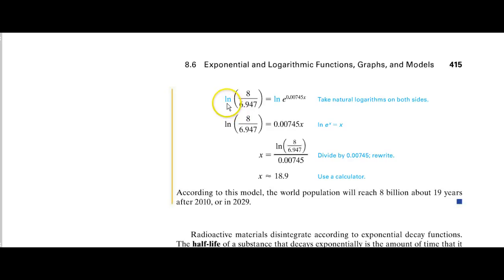Then we convert it to its logarithmic form. The natural log of this equals the natural log of that. Now notice when you have natural log of e, there is a sub e there. So this side then just becomes the exponent. So we're going to take the natural log of this, put that in your calculator, divide it now by this, and that will give you x. And x for 8 billion would be 18.9 years from 2010, which is about 2029.